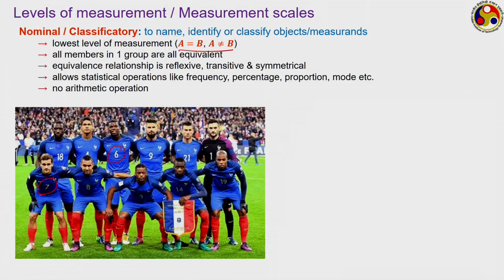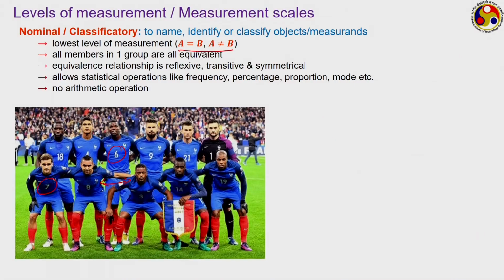These are just indicators. Rather, from the nominal measurement point of view, all of them are players, so all of them belong to the same group, that is, all are players of the France football team. So, this nominal level of measurement will not be able to differentiate between these two persons, it will treat them as the same. This kind of equivalence relationship is reflexive, transitive and also symmetrical.